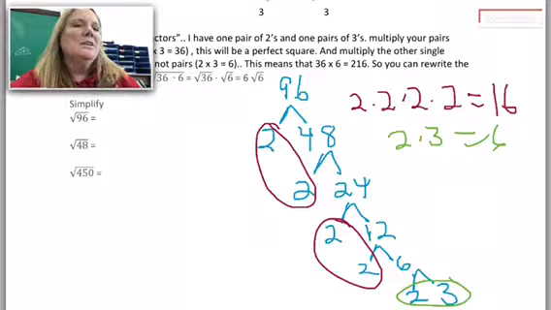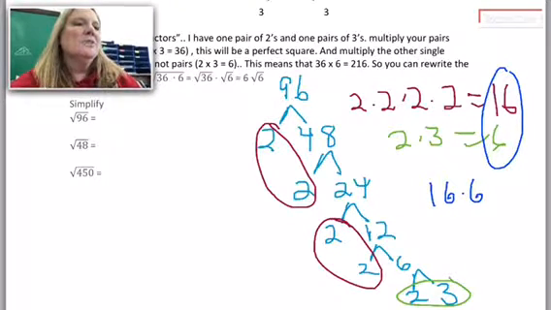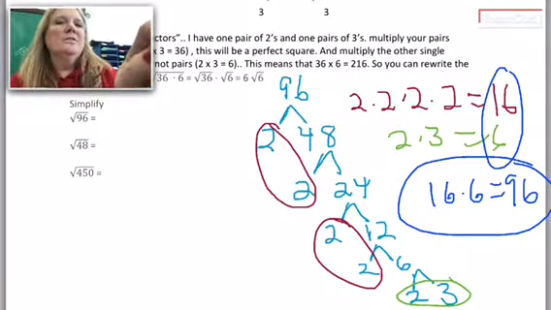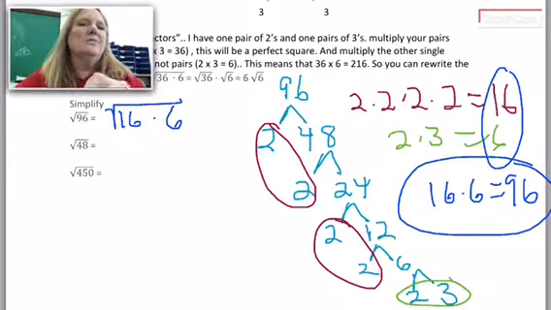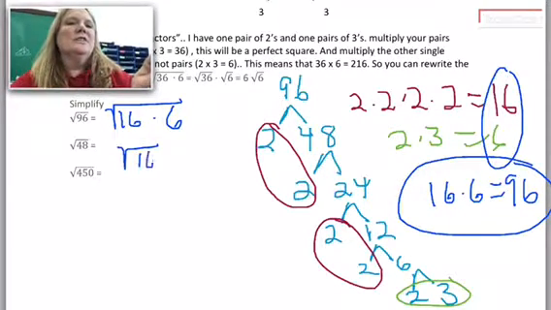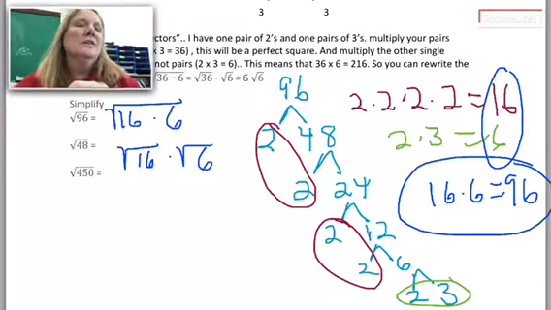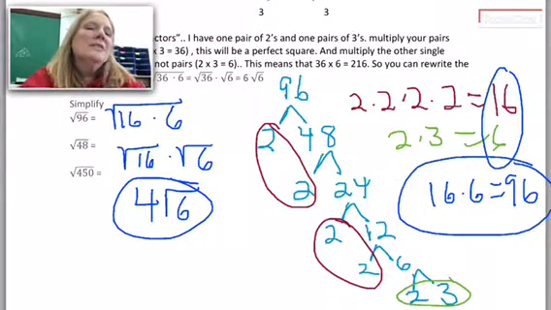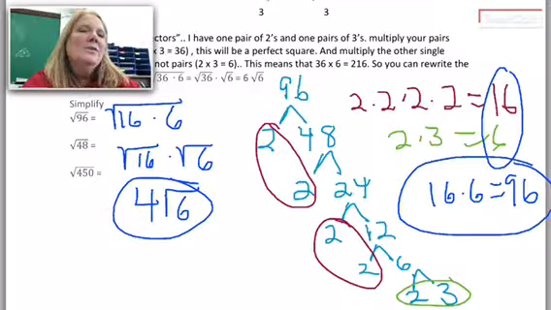So what that tells me is that these two numbers here, 16 times 6, is equal to 96. So I'm going to rewrite the square root of 96 as the square root of 16 times 6, which is the square root of 16 times the square root of 6. The square root of 16 is 4. So there is my answer. That is my simplified radical: the square root of 96 is 4 times the square root of 6.